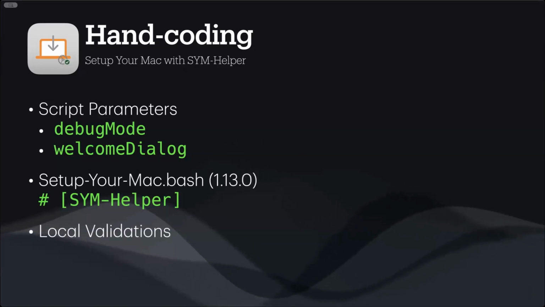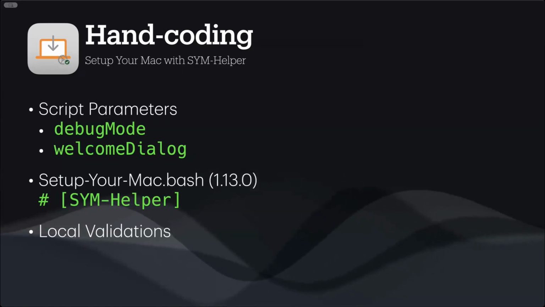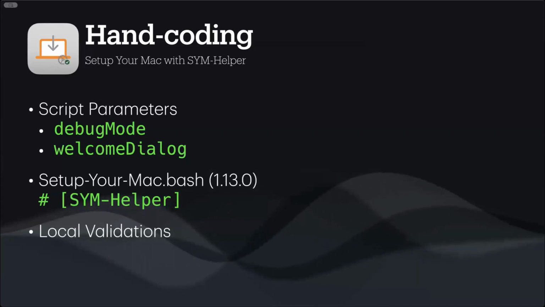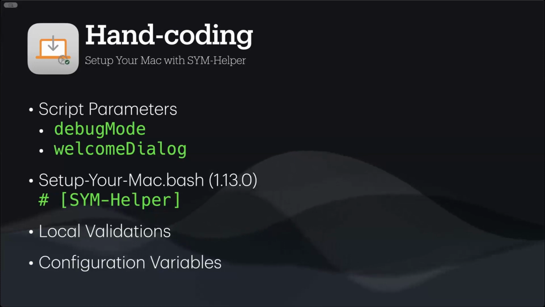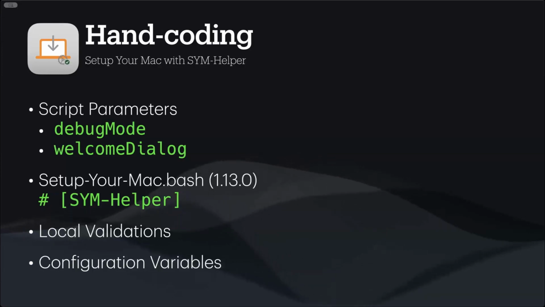Hopefully it was clear from the earlier demos that for local validations, you'll need to manually update the missing data each time you generate a fresh script from Set Up Your Mac Helper. And last on this list, which is by no means comprehensive, is configuration variables. Unless you like the three names we're using, you'll want to make some modifications here too. Any questions on hand coding requirements?